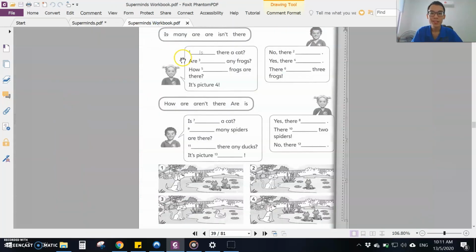Your exercise for this week. I'll post it in a Google Classroom. You have to fill in the blanks with the correct answer. You should use is, many, are, isn't there. For example, is there a cat? So you should answer this. Fill in the blanks with the correct answer.